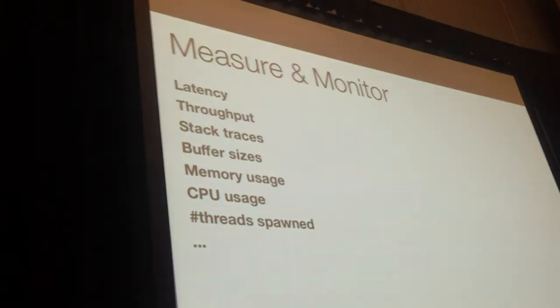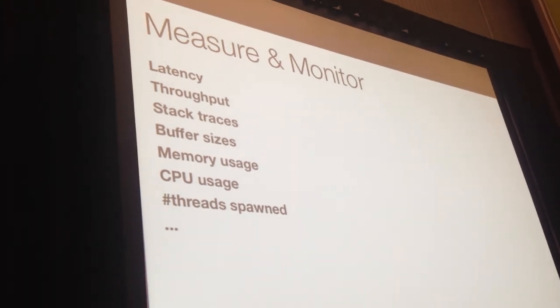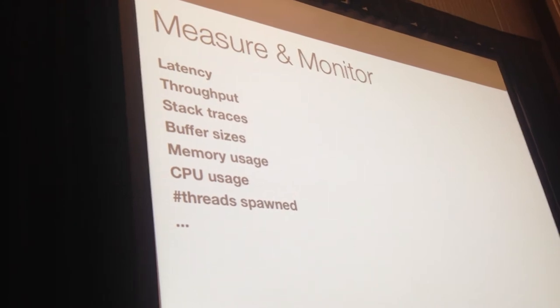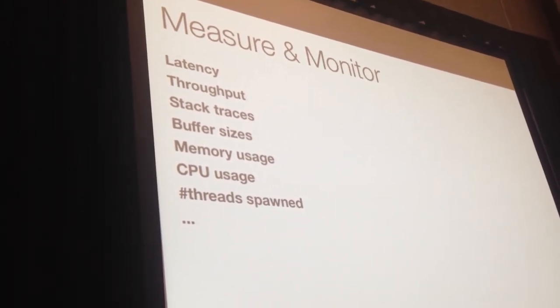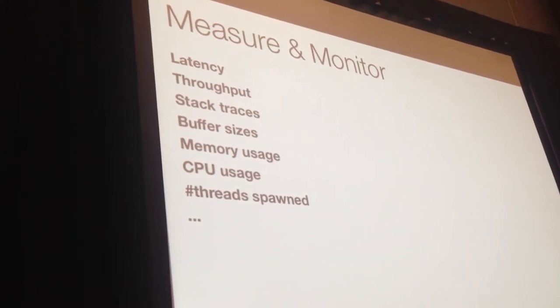I think part of the engineering process should be listing out every knob that affects your software and seeing what happens when you twist those knobs all the way. And you should be monitoring every possible aspect of your software. We're talking about things like latencies and throughputs, stack traces, buffer sizes, memory usage, CPU usage, and a million other metrics that you can collect on your software.